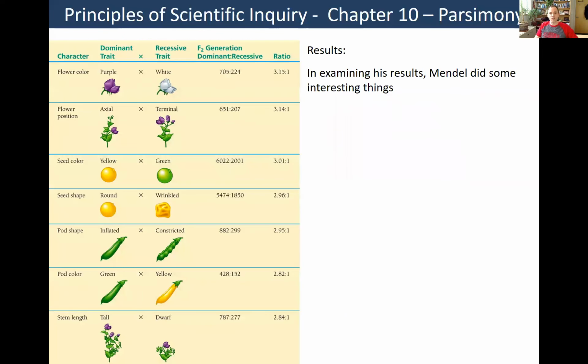So he did a bunch of particular things, right? He took individual dominant traits, purple flowers and white flowers, and he crossed them. He pollinated them by hand very carefully. And look how many he did, right? He did thousands of plants where he did this.